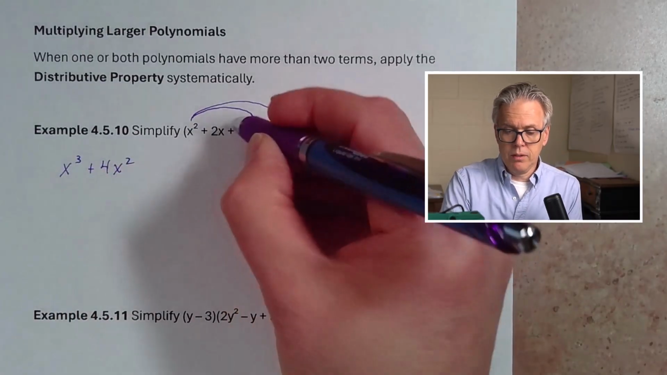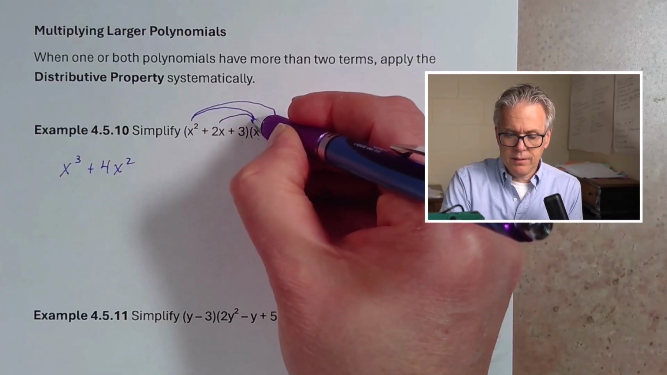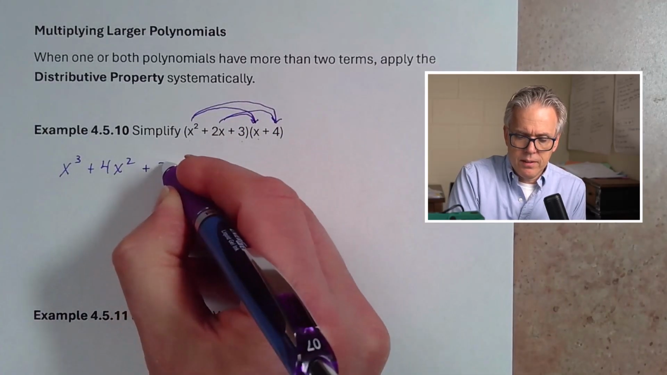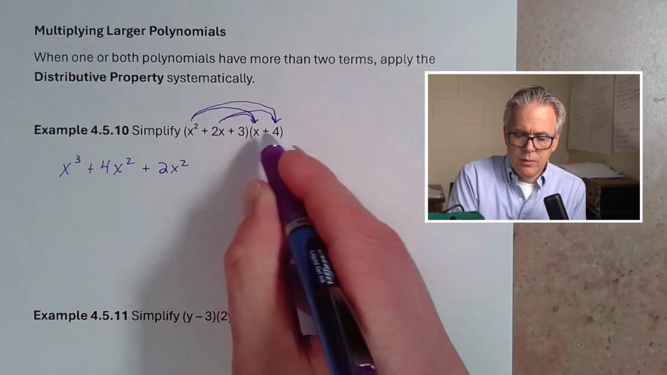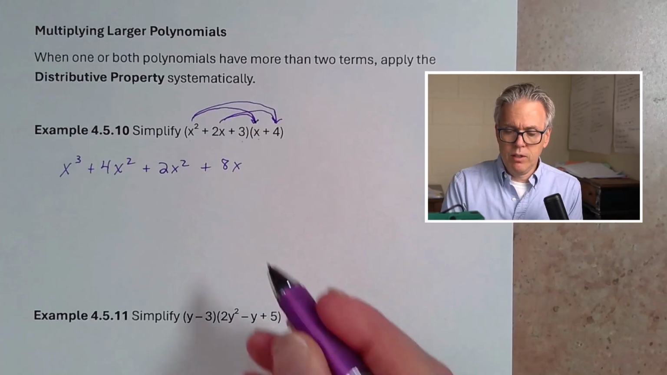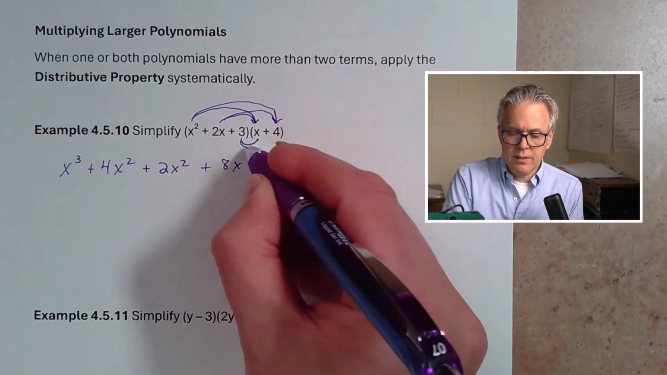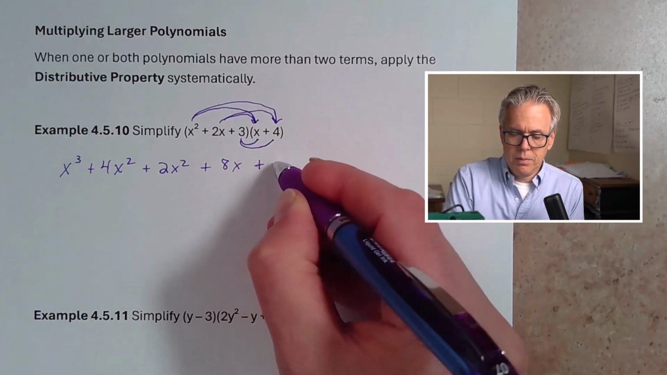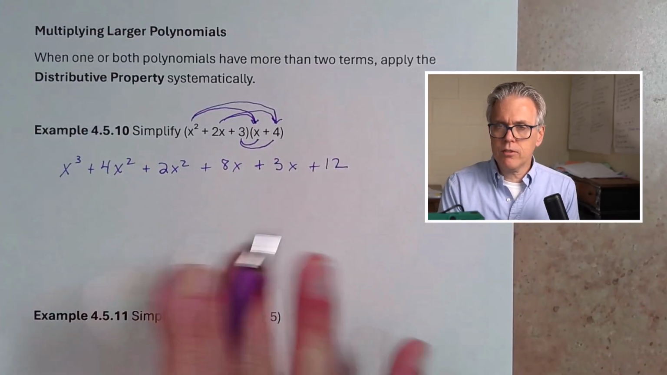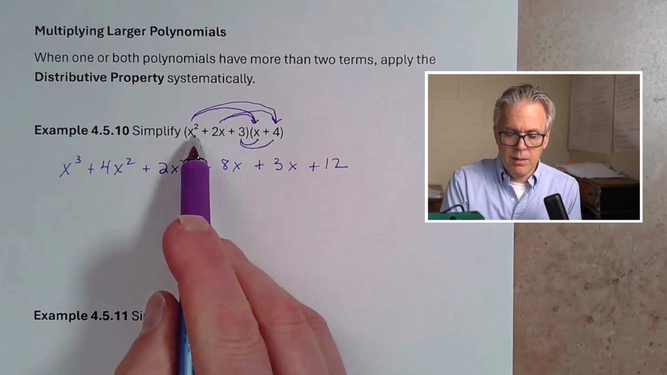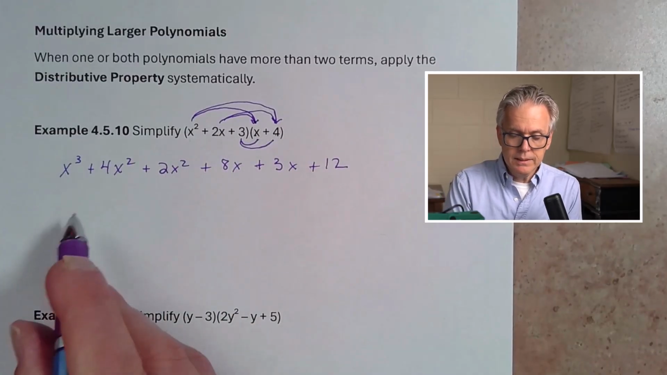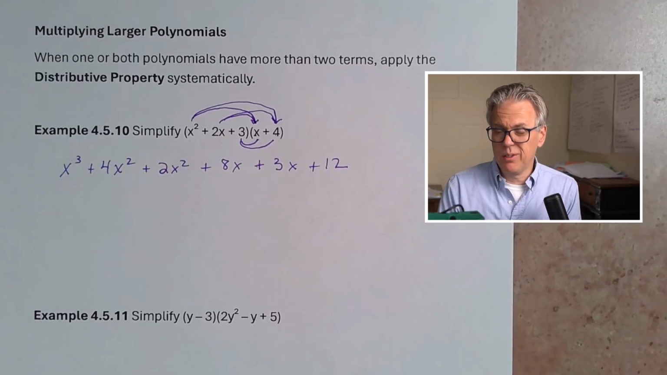And then I'm going to move on to the next one. I'll take 2x times x and 2x times 4. So 2x times x is a plus 2x squared, and then 2x times 4 is plus 8x. And then move to the last one. 3 times x and 3 times 4. So plus 3x plus 12. We could have gone in any order. You could have taken the x squared and multiplied it by the x and then the 4, then moved on to this one. Now we're going to be able to combine some like terms most likely.